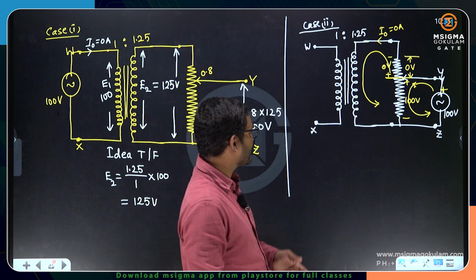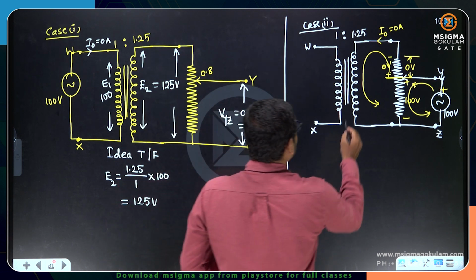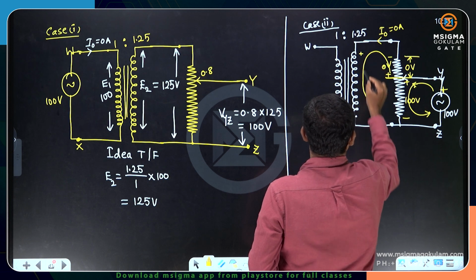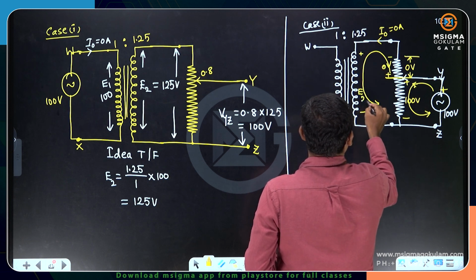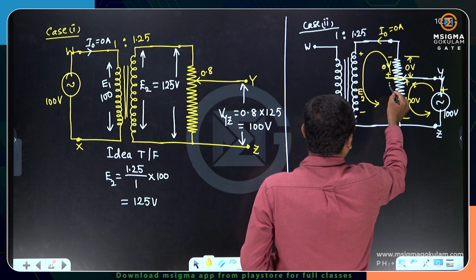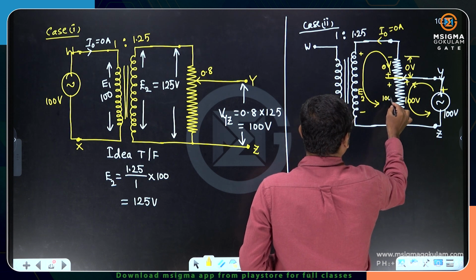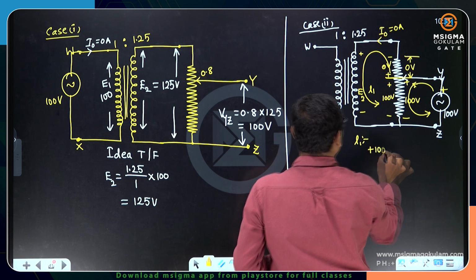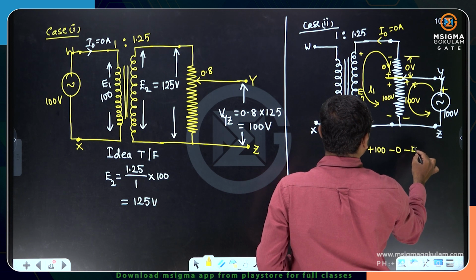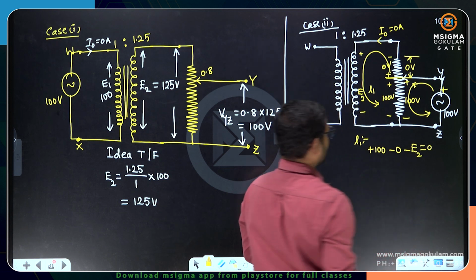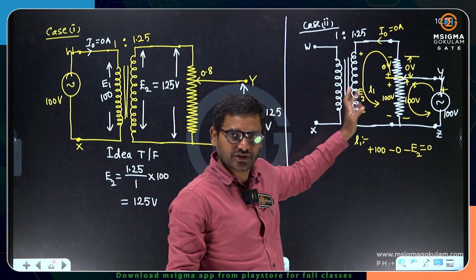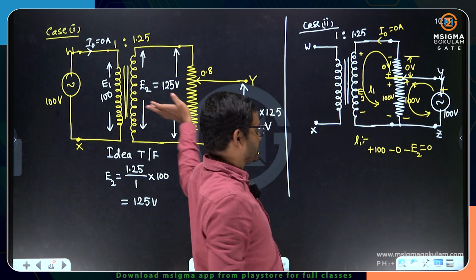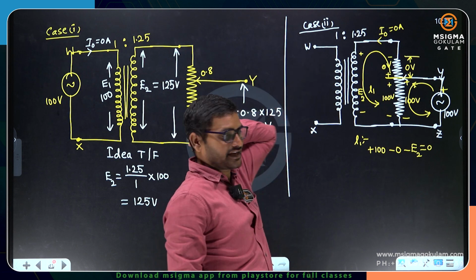Now if you apply KVL, let me take it as E2. If you apply KVL here, I have 100. So applying KVL in loop 1: plus 100 minus 0 minus E2 is equal to 0. If you want to write E2, you can write E2 also, no issues. I am just going with the same thing.